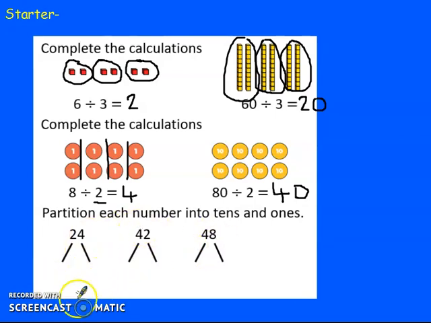How can we partition these numbers? So we can have 20 and 4, we can have 40 and 2, and we can have 40 and 8. Well done.